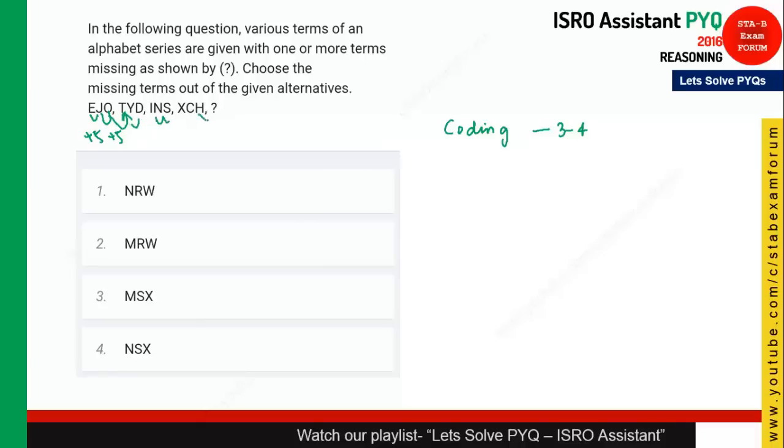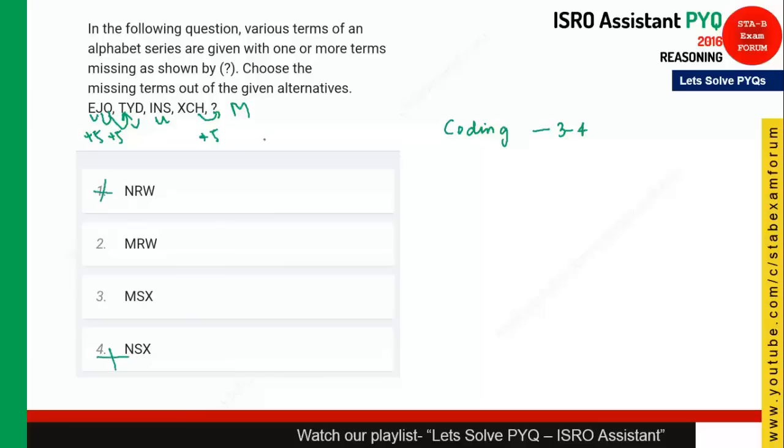Okay, so let's go with the next. H. After that H, you should have plus 5, right? So after H, what character should have? I, J, K, L and M should be there. Okay, so M should be there. So out of these 4 options, you can eliminate option 1 and option 4.